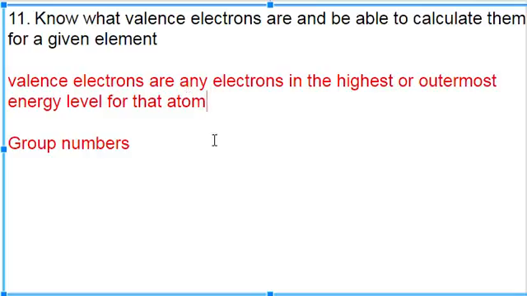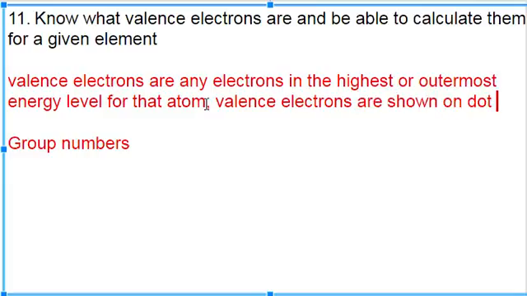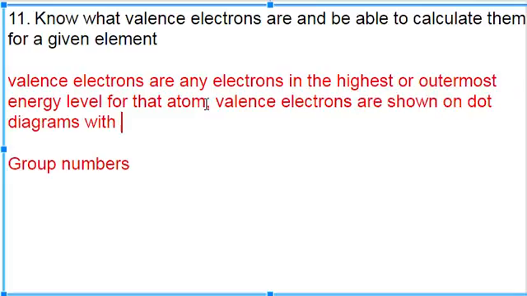So your shortcut for valence electrons, because valence electrons are what you show on the dot diagrams. In fact, I'll add that. So valence electrons are shown on dot diagrams with one dot equal to one valence electron. As we'll find out in the next chapter, the valence electrons are the ones where all the action's going on. So how do the group numbers give you a shortcut to your dot diagrams?